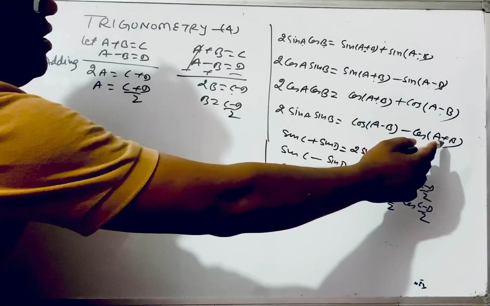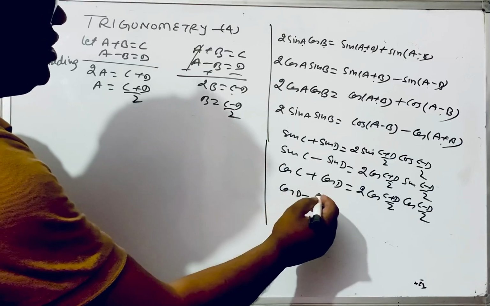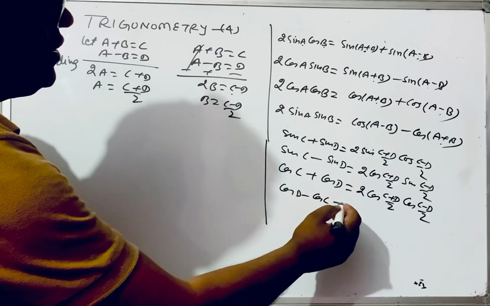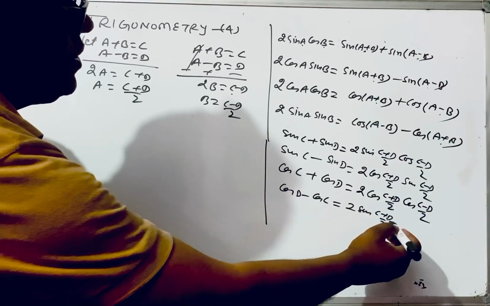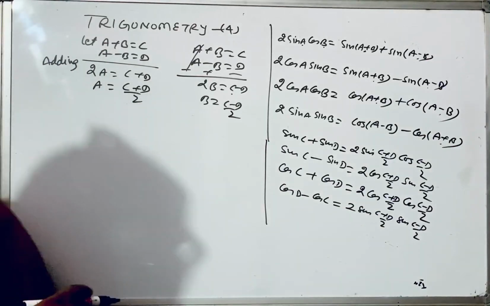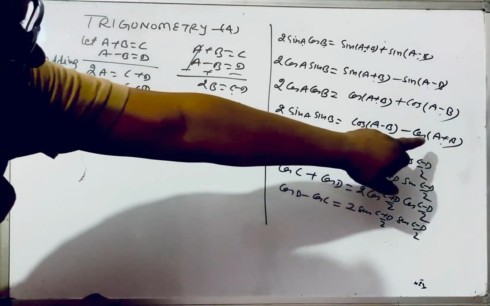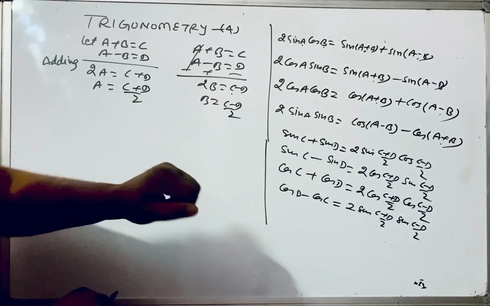And we will put here c and here d. What is this? Cos b minus cos c is equal to 2 sin c plus d by 2 into sin c minus d by 2. When you put here d, here c, a is equal to c plus d by 2, b is equal to c minus d by 2.